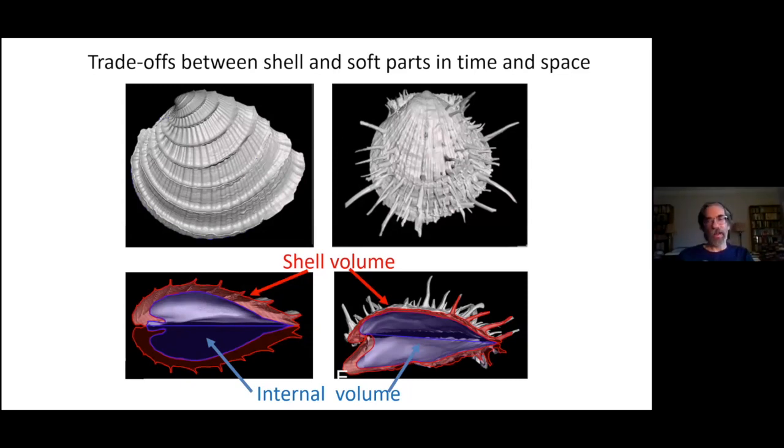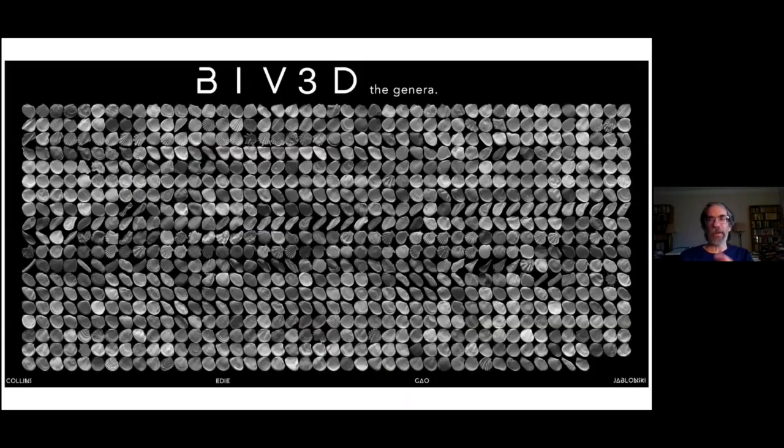And we've got a lot of data on these bivalves. These are 3D scans of about 90% of the living genera and about 1/3 of the living species. And of course, the problem is, how do we quantify that? How do we really ask quantitative questions rigorously of a data set like this?